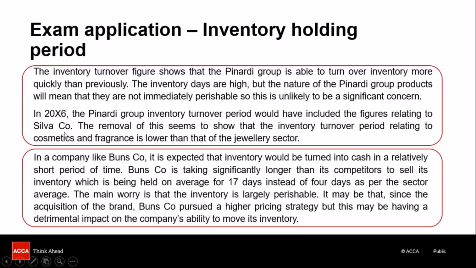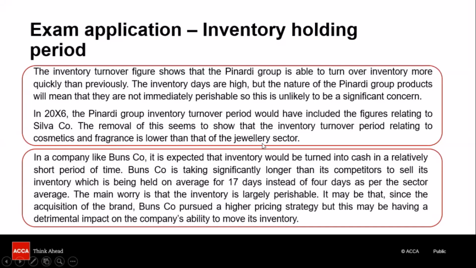Actually, this question had two consolidated financial statements. And also it had a discontinued operation. So you see, the answer is in context to the question. They are saying that group inventory turnover in the previous year would have included the figures relating to silver, the discontinued operation. The removal of this seems to show that the inventory turnover period relating to cosmetics and fragrance is lower than that of the jewelry sector.